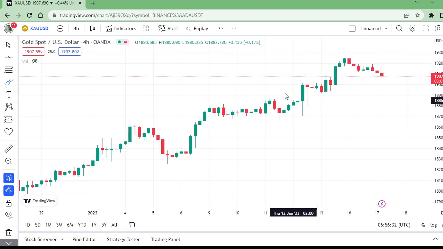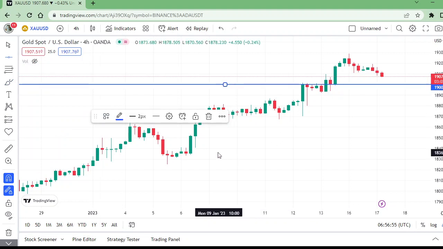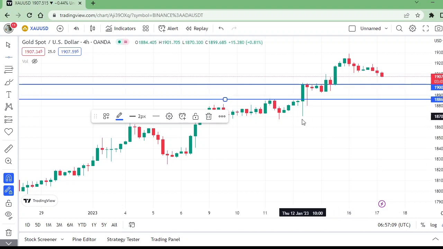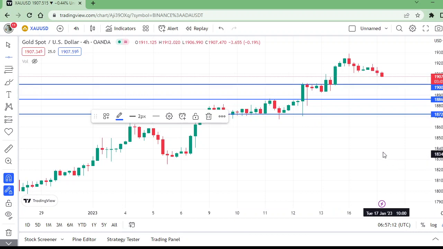Now, what do we expect? That it will retest this and use it as support. If it uses this as support, it will still come to this level. Now let me put the horizontal line here. If this is used as support, 1900. So for a short time there is a sell up to 1900, and if it comes here, 1886, these are all the levels, 1872.